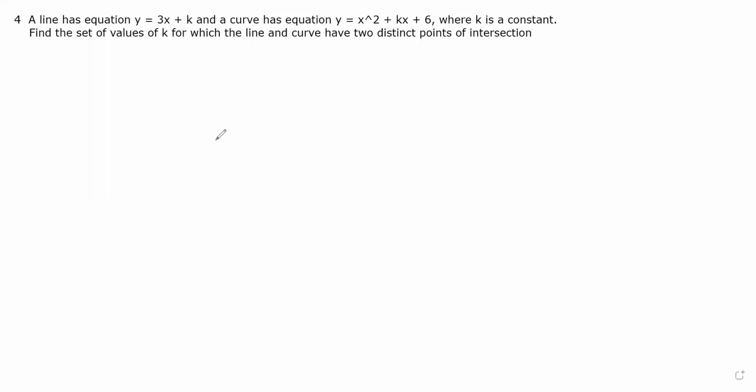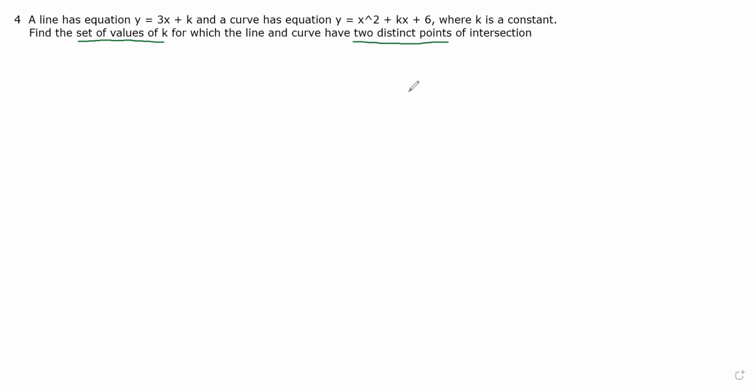A line has equation y equals 3x plus k, and a curve, which is a quadratic, has equation y equals x squared plus kx plus 6. k is a constant. We need to find the set of values of k for which the line and the curve have two distinct points of intersection.